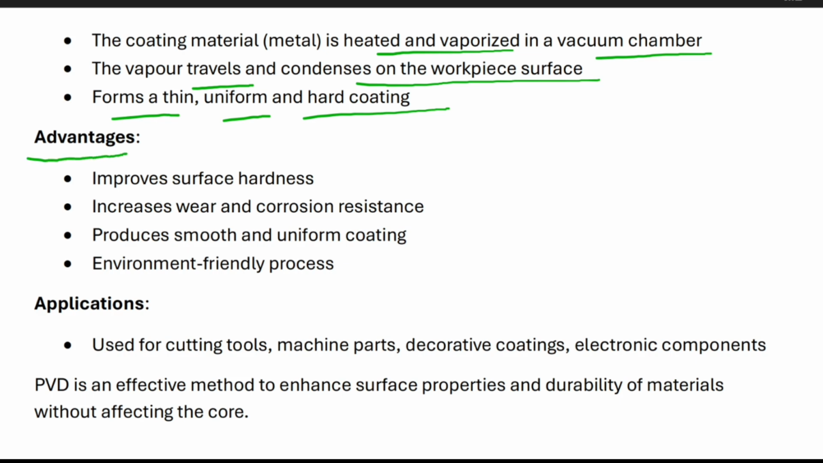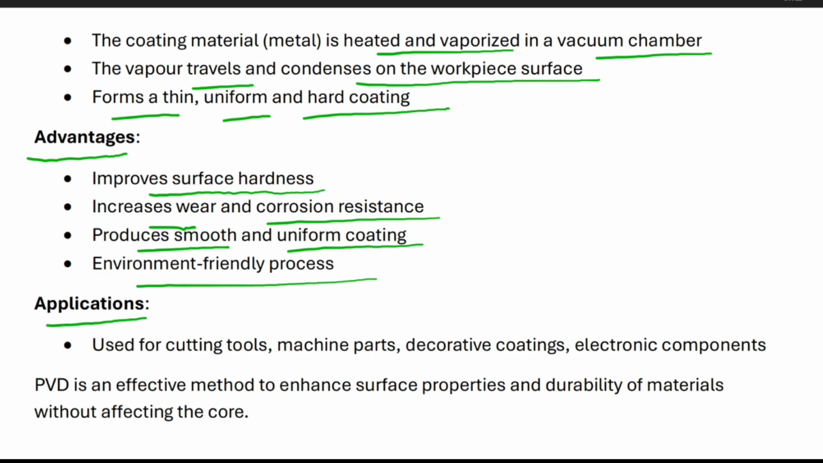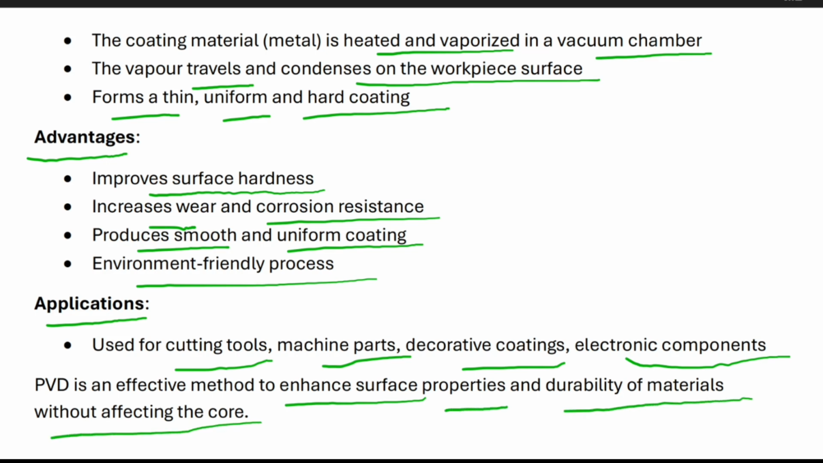Coming to the advantages, it improves the surface hardness, increases wear and corrosion resistance, produces a smooth and uniform coating, and is an environmentally friendly process. Coming to the applications, we can use it for cutting tools, machine parts, decorative coatings, and electronic components. So physical vapor deposition is an effective method to enhance the surface properties and durability of the material without affecting the core of the material. The core should not be affected.